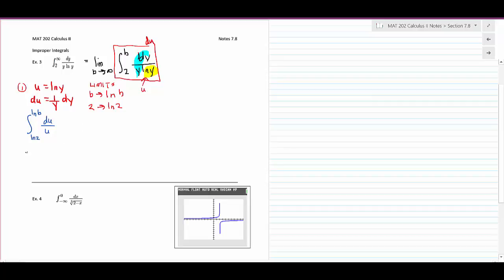What's the antiderivative of 1 over u du? ln of u. Then we're going to evaluate that from ln 2 to ln b. We're going to have logarithms within logarithms, but that's okay. When we evaluate this, we're going to have ln of ln b, minus ln of ln 2.